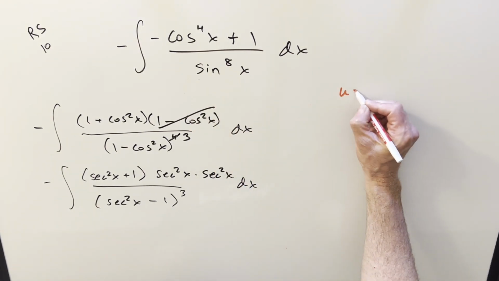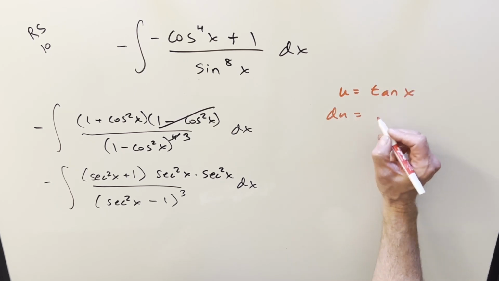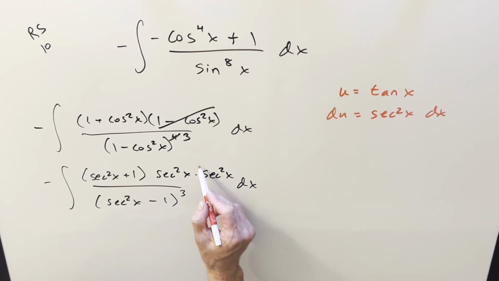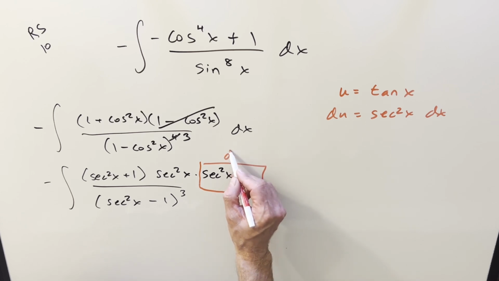What I want to do is the substitution u equals tan of x, because du equals secant squared x dx. So we already have our du. That's why I split this up, because I want to have the du ready, right? So we got our du right here.